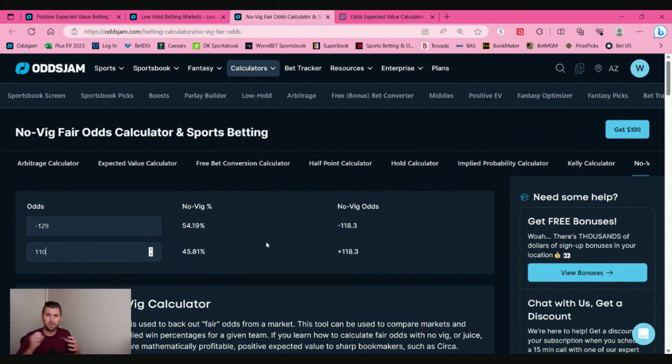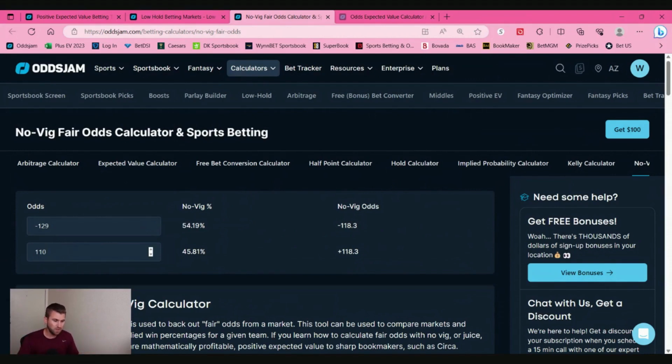So what this does: all sportsbooks have vig or juice attached to their odds. That's how they make their money off of each individual wager, right? A true 50-50 bet would be plus 100, plus 100, but that's not how it works. It's going to be minus 110, minus 110. And that little extra minus 10 is the vig or the juice that the sportsbooks make, right? Because they don't charge you a subscription fee to use their sportsbook. So that's how they make their money. So in order to find the fair odds, we have to remove that. And that's what this calculator does.